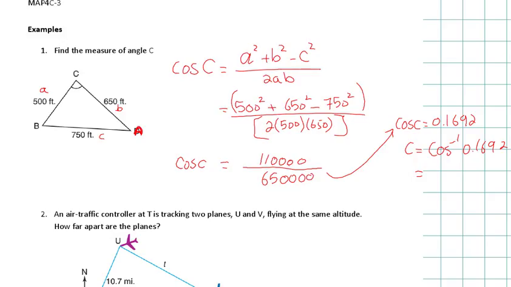And then what do you get when you do this division? 0.1692. And then what do you do when you do cos inverse? That would be 80.2. So I'm going to say 80, the same answer.